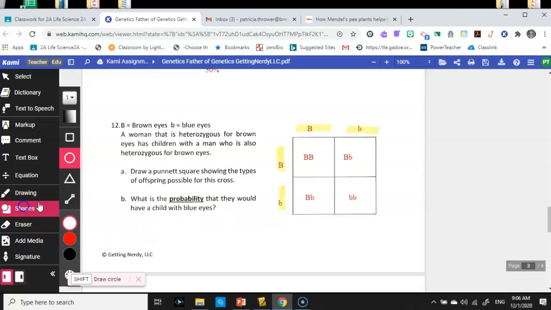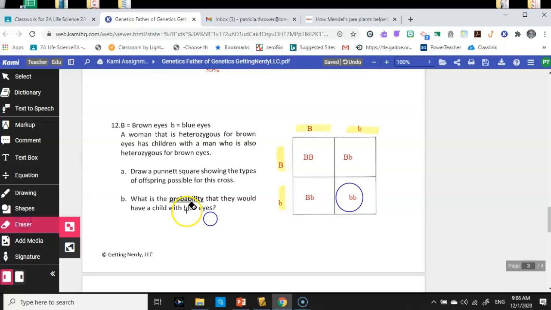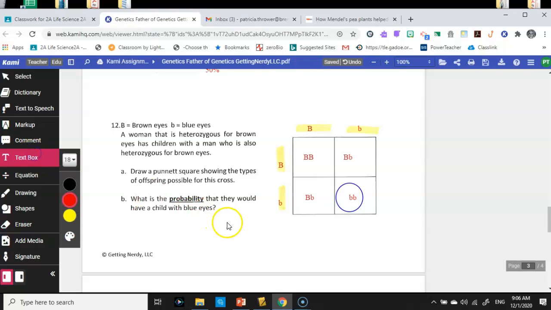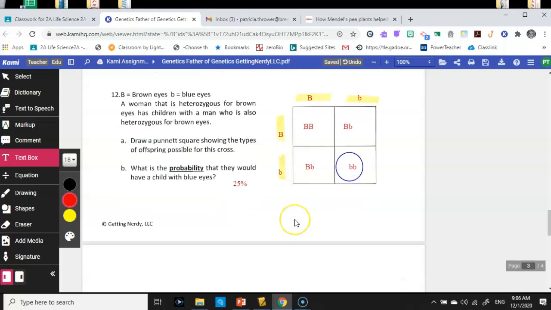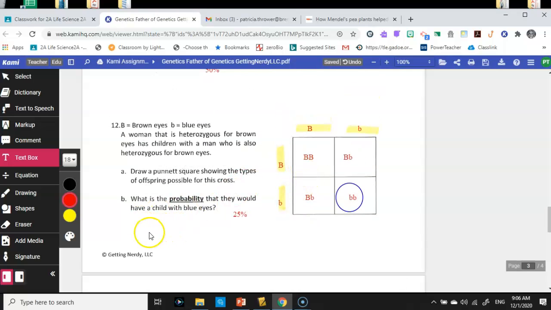Okay, so let's see here. Let's see if we can do a shape here. Okay, oops, wrong color. Here's our blue-eyed baby. And that's going to occur 1 out of 4 times. So what percentage is that? If it's 1 out of 4, that would be 25%. Yes. Okay, so the answer right here would be 25%. Y'all see that?